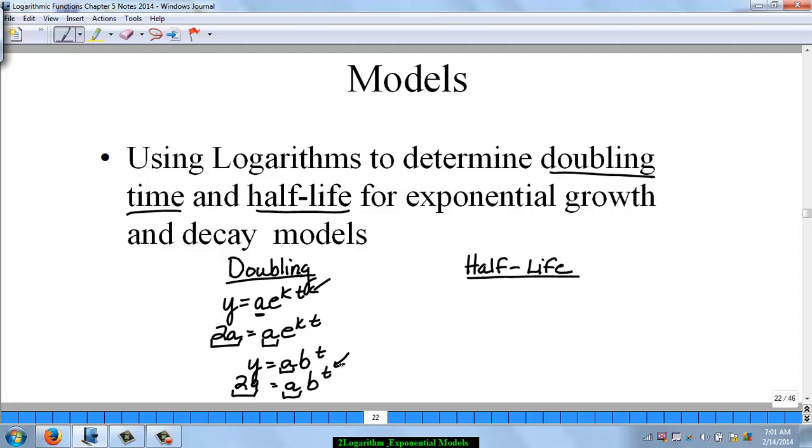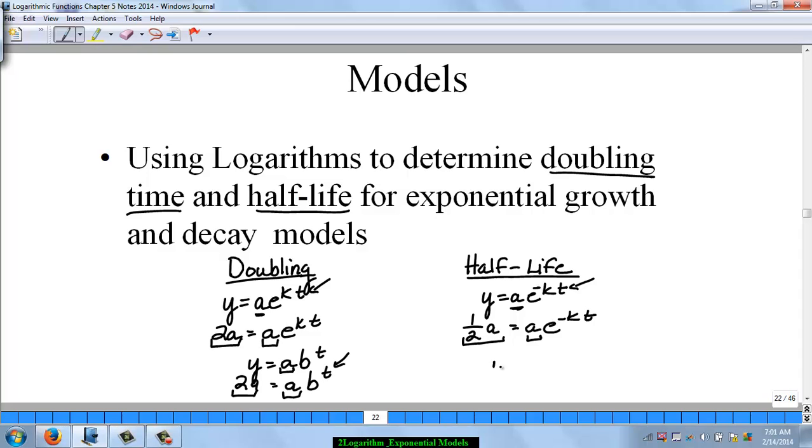For half-life, you're going to have y equals ae to the kt also, but you know that your k is going to be negative because it's decaying. So here's my initial value, and I want to know when my time, this is half the population that it was. So I have half a equals ae to the negative kt. So that's how you do half-life: you want to know when half of it's gone.